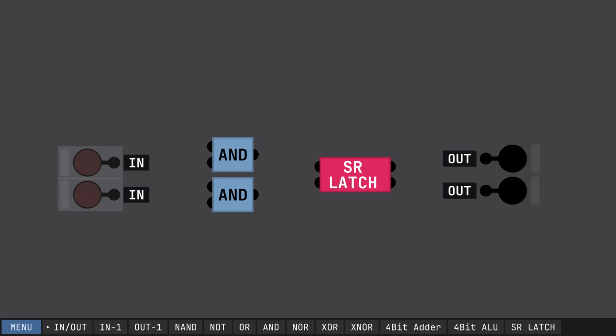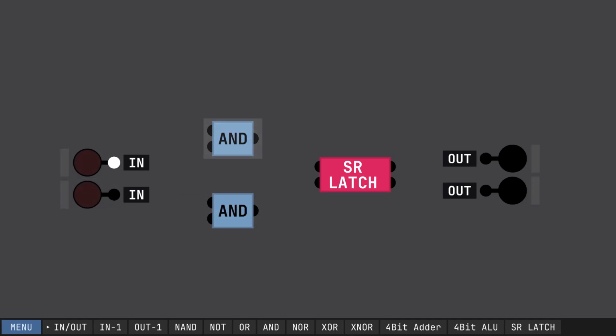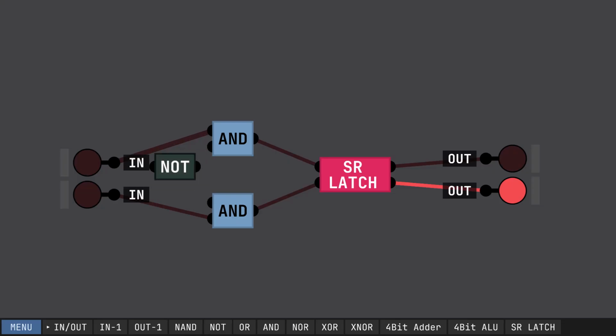Put the inputs a bit back. Okay. Now, to make it, we must first connect the AND outputs to the inputs of the SR latch, and the SR latch outputs to the normal outputs, like this. Then we're gonna connect these inputs to the inputs of the AND gates, and then we're gonna get a NOT gate in here, connect this one there, and like that. It should look like this for now. Now we do the same thing but without NOT.